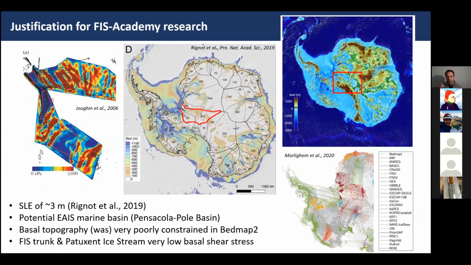Okay, so why should we care about Foundation Ice Stream and Academy Glacier? Well, the major issue, of course, is that the catchment as a whole goes right into the interior of East Antarctica. You can see it there in the middle picture, in the red outline, which outlines the Academy and the Foundation systems. Combined, the two together have about 3 meters of global sea level equivalent locked up in there, were it all to melt.